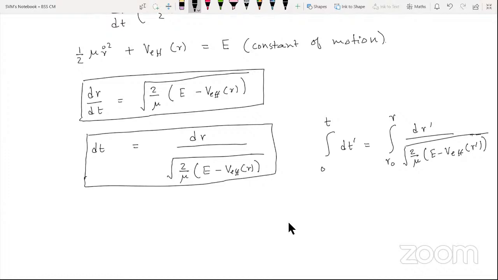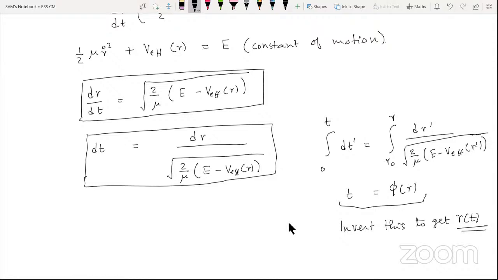Now what happens is that this will be t, left hand side is t, and the right hand side is going to be some function of r. So maybe I will call it some phi of r. So this phi of r is a solution of this integral. Then what you have to do is invert this to get r of t. So that is how you get r of t.